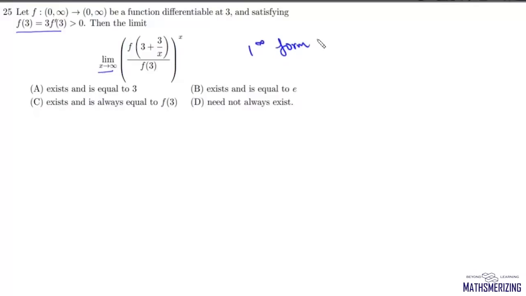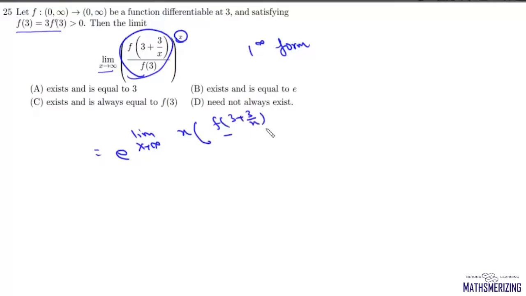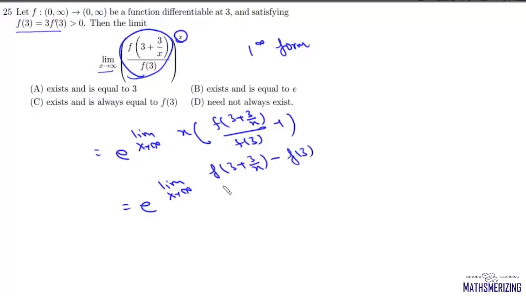And for the 1 to the power infinite form, we have this shortcut that we can express it as e to the power limit x tends to infinite, g(x) into (f(x) minus 1). So it will be f(3 + 3/x) upon f(3) minus 1. So we can write this limit as e to the power limit x tends to infinite, (f(3 + 3/x) minus f(3)) upon f(3), times x.